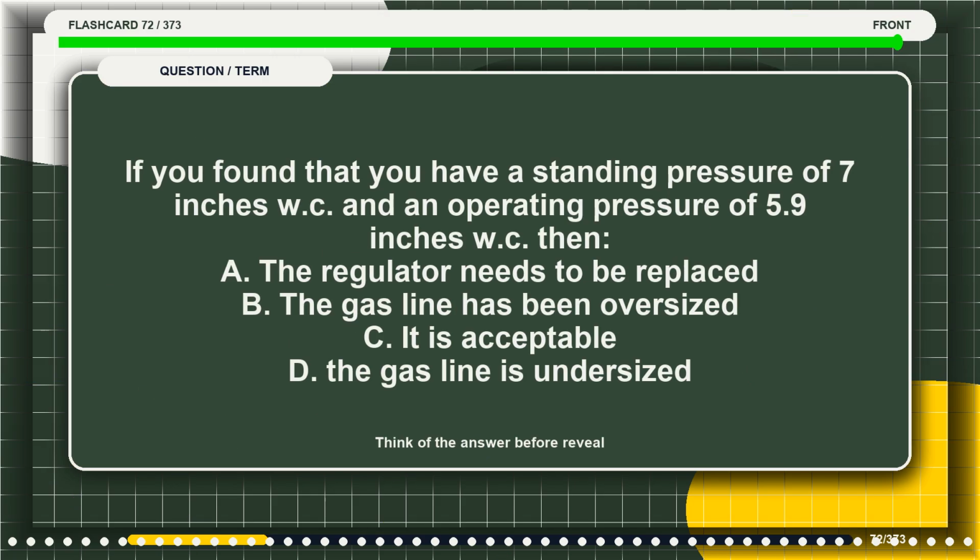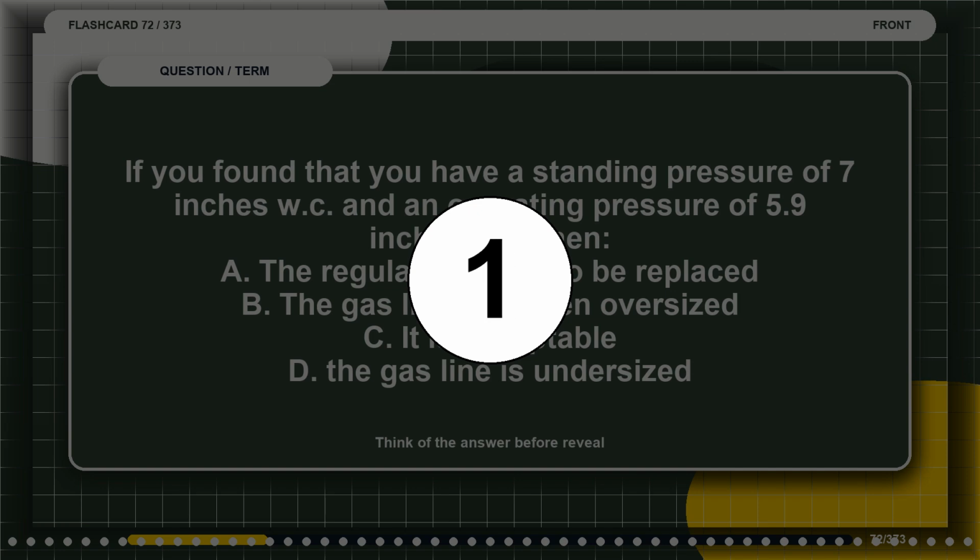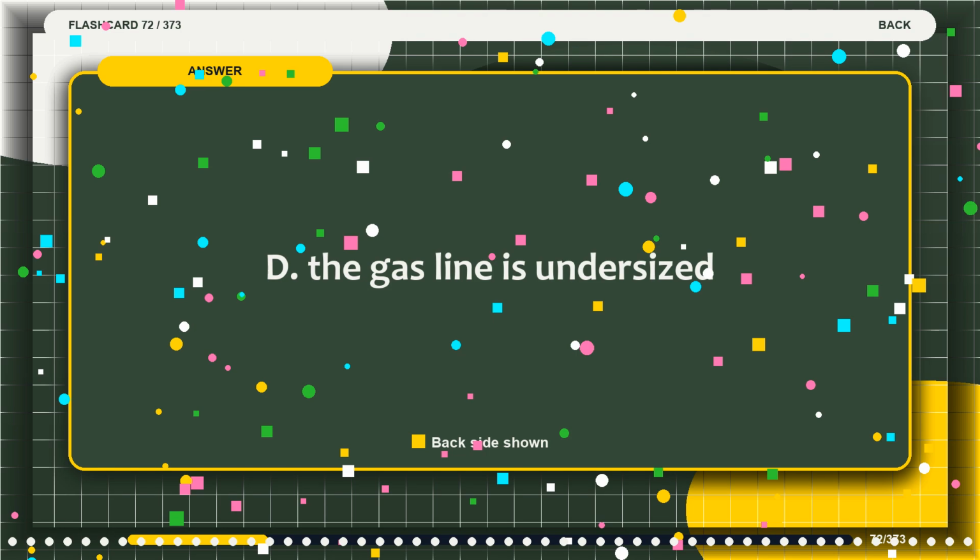Flashcard 72. If you found that you have a standing pressure of 7 inches WC and an operating pressure of 5.9 inches WC, then A. The regulator needs to be replaced. B. The gas line has been oversized. C. It is acceptable. D. The gas line is undersized. Think of the answer before the reveal. The answer is D. The gas line is undersized.